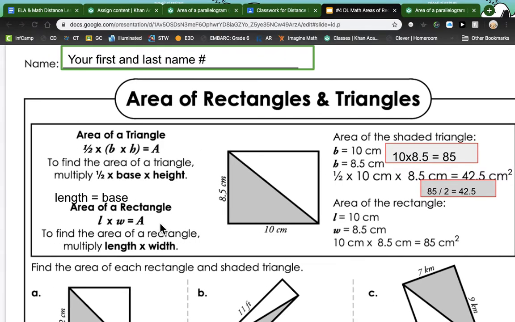All right, so now for the rectangle, notice that they changed the words. Instead of saying base, they called it length.